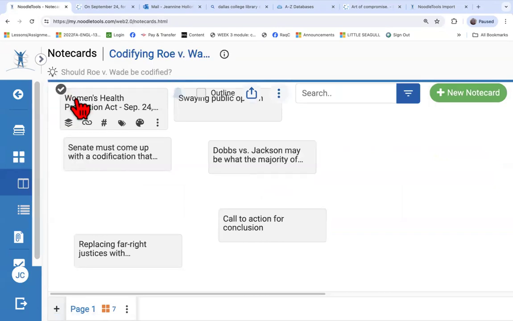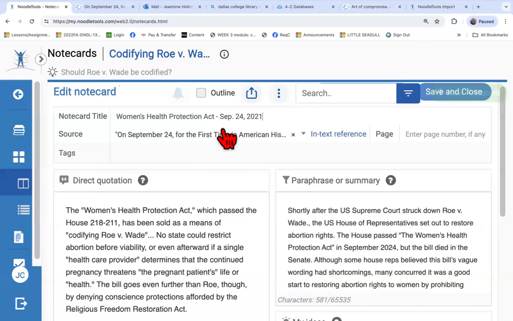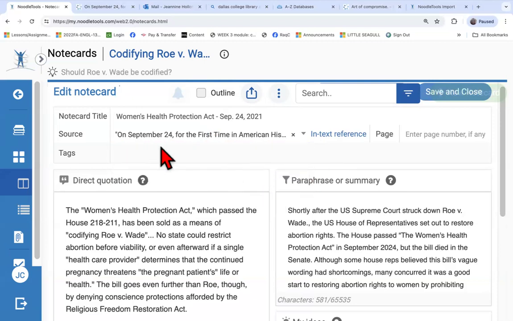And this one is about the Women's Health Act. So that's the one that I want to choose. I'm going to open it. And you notice that I've already prepared my card. The name of this one is Women's Health Protection Act, and that's going to go toward my first main point, I believe it is. And I chose my source, which was this one. See, all your sources will be part of a drop down.